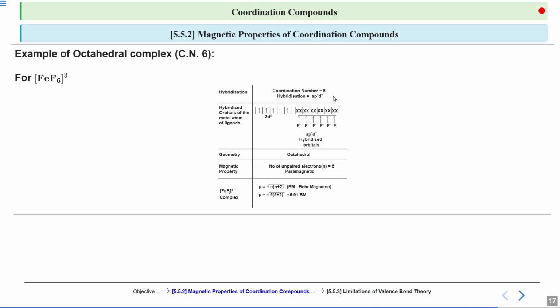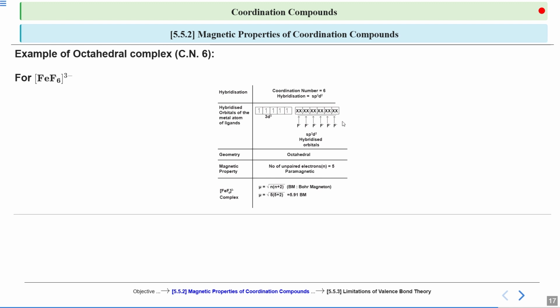So the coordination number is 6 for this complex and the hybridization is sp3d2. And you can see in this manner the sp3d2 hybridized orbitals are present, where in each orbital each fluoride ion is going to donate its electron. The geometry it corresponds to is octahedral. And if you talk about the magnetic property, we observe the unpaired electron present.